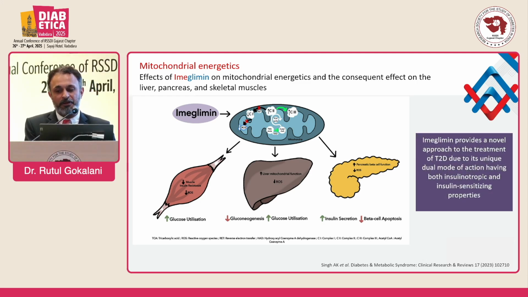So imeglimin provides a novel approach to the treatment of type 2 diabetes due to its unique dual mode of action, having both insulinotropic and insulin sensitizing properties. Almost none of the available older molecules right now, whether DPP4, SGLT2 or sulfonylureas, have this dual mode of action.